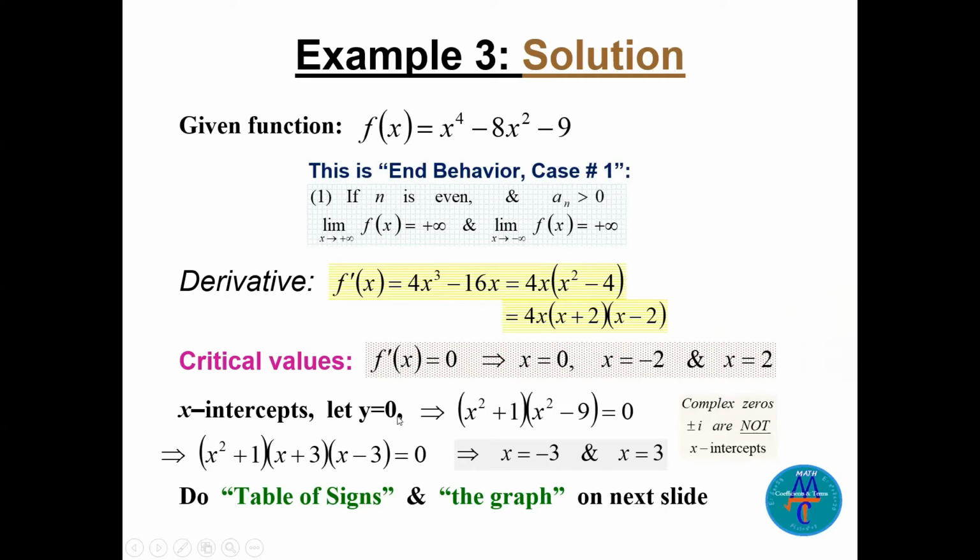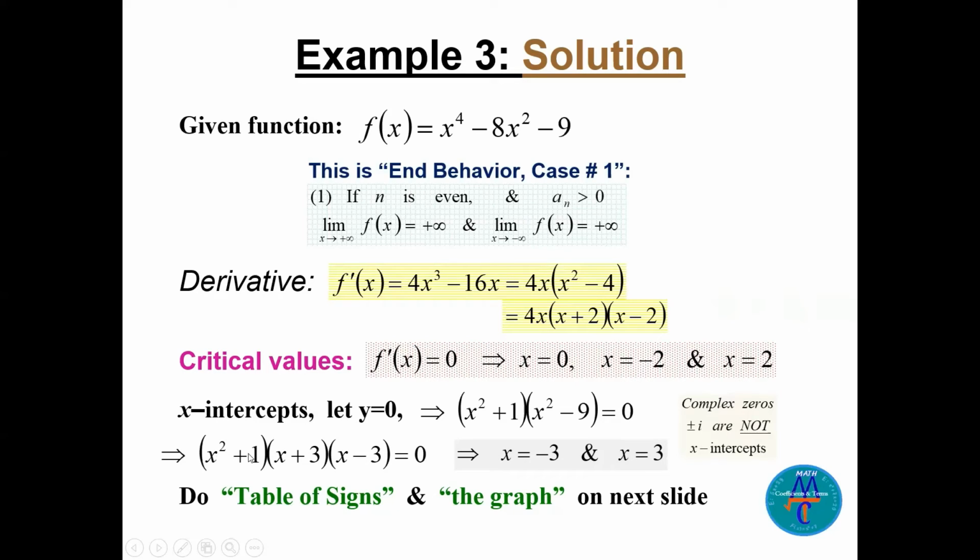X-intercept: let y equal 0. Now look here, put y equal to 0. You can factor that. See, this is a trinomial: x squared plus 1 times x squared minus 9. If you multiply these, you will get the function itself. Now, if you factor more, this is the difference between two squares. So these are real numbers, 3 and minus 3. We can consider them as x-intercepts.